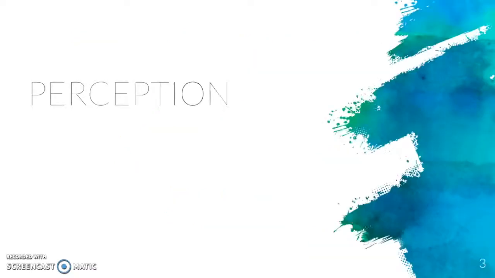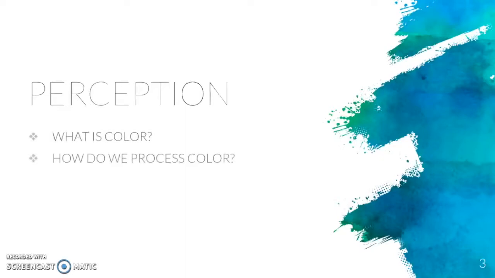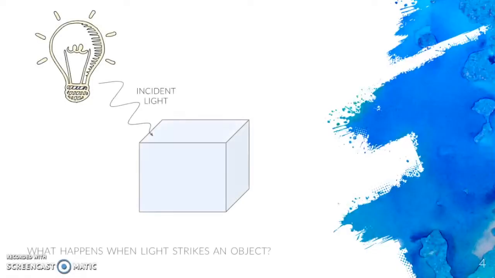Our experiences with color begin with how we perceive it. What is color and how do we process color? If you read the quote by abstract painter Hans Hofmann, you know that color is light or photons of certain wavelengths. When light strikes an object, incident photons are emitted at a certain color and, upon contact with an object, can end up in three places. They can either be absorbed, reflected, or transmitted.